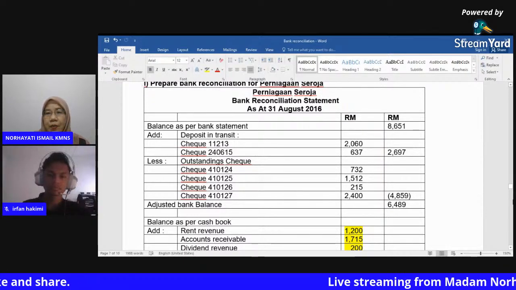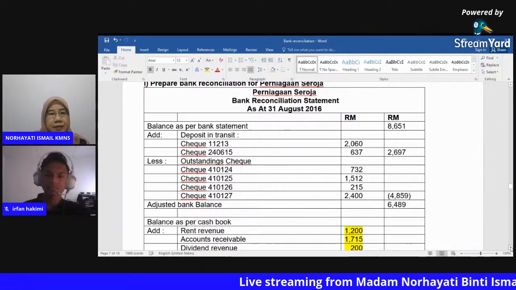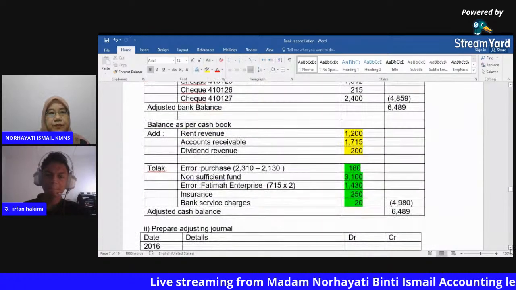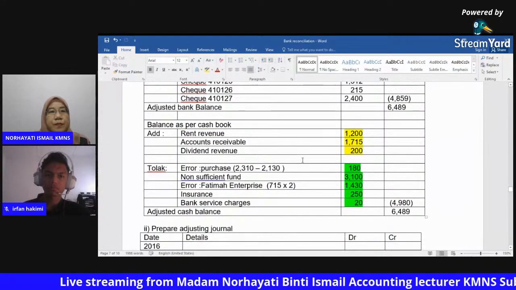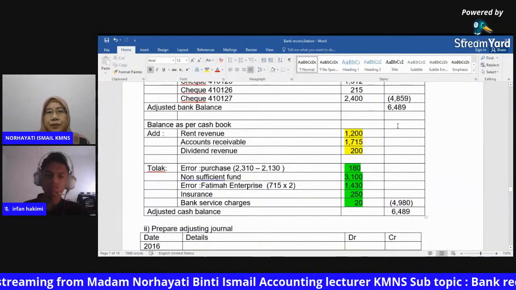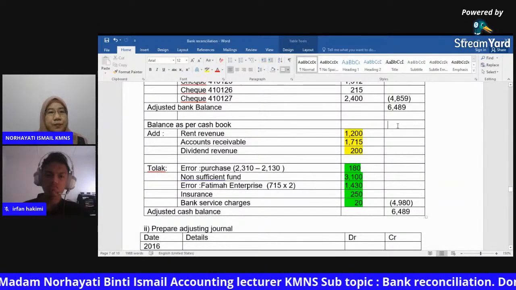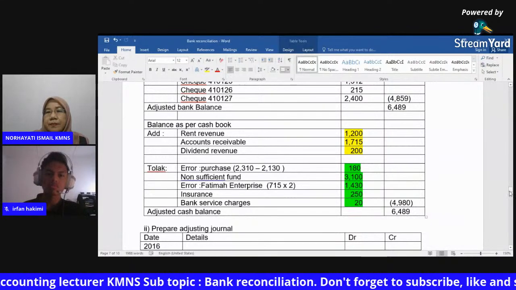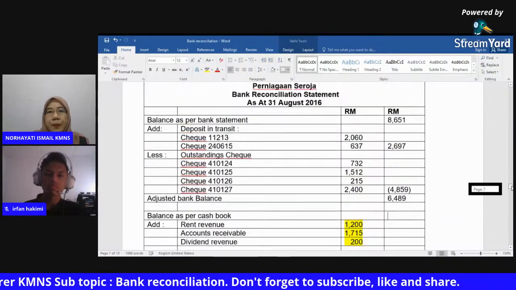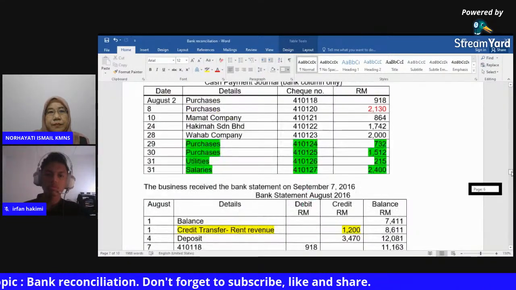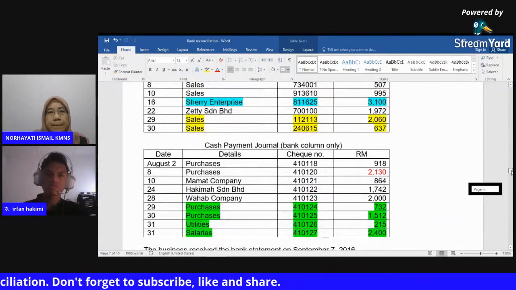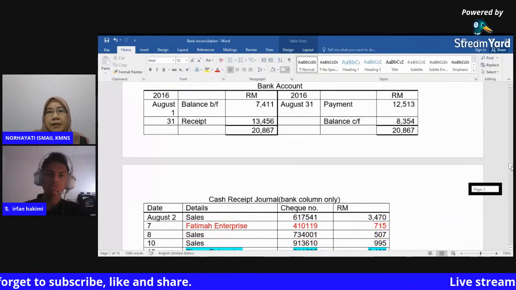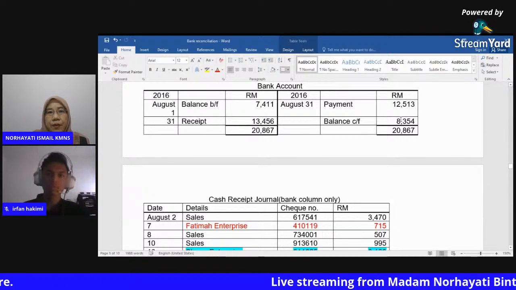Now, we look at the adjustment for the cash book. So the first one, you must take the figure from the cash book. What is the amount for the cash book? Okay, you must refer to the cash book. The amount for the cash book is 8354. So this is the balance for the cash book, 8354.